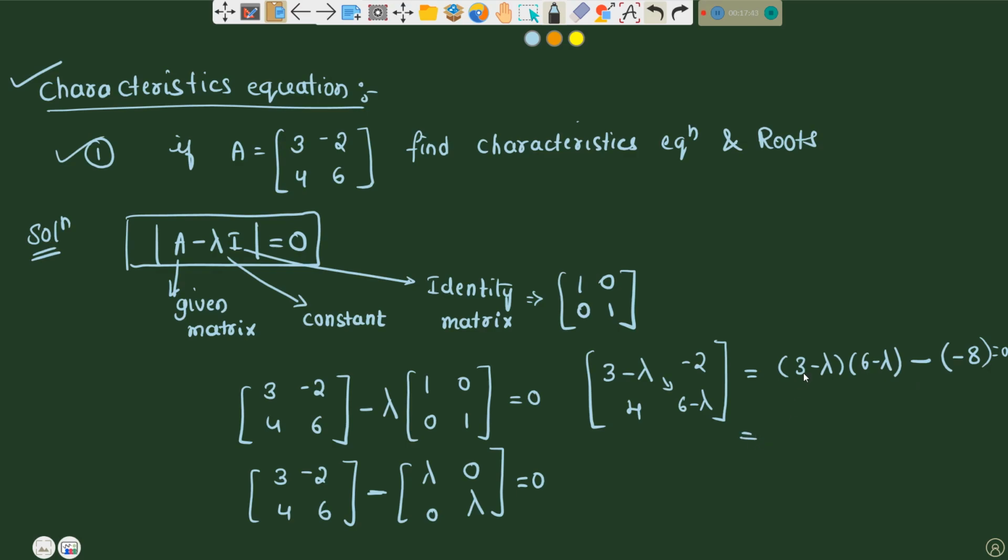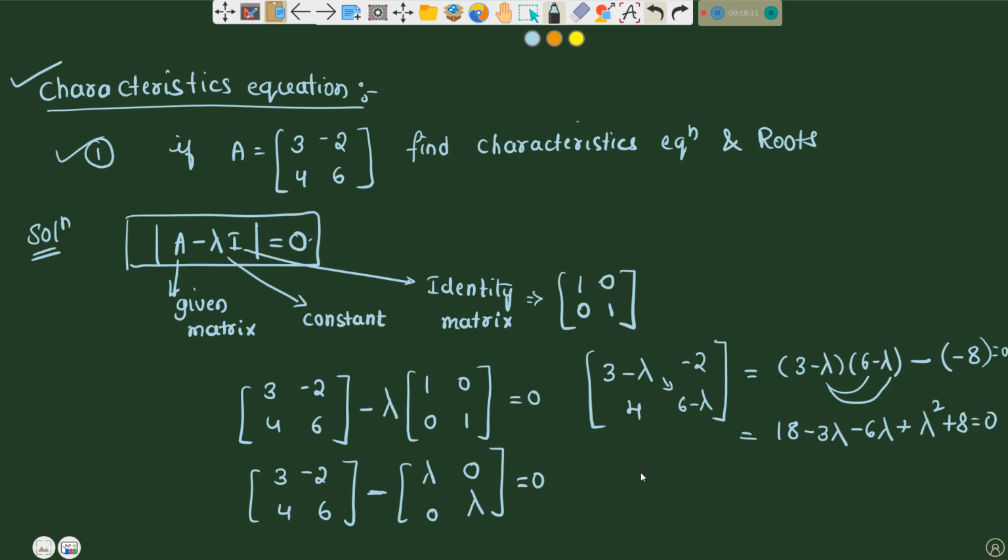Now inside you do multiplication. 3 sixes are 18, 3 into minus lambda is minus 3 lambda. Okay, this is over. Now you have to do the same with minus lambda also. Minus lambda into 6 is minus 6 lambda, whereas minus into minus is plus, lambda into lambda is lambda square, minus into minus plus 8 is equals to 0. Here it is equals to 0, right?